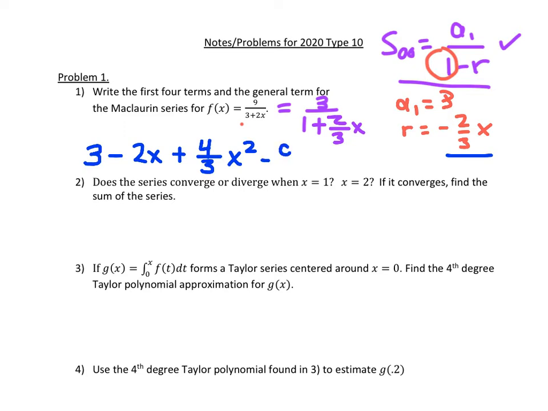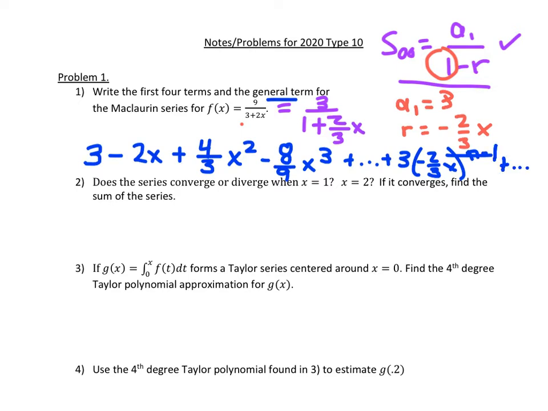And then minus 8/9 x cubed. Okay, so those are the first four terms that I do have. And then it does tell me, well, I want the general term as well. So this is a geometric series. First term is the 3, and then my ratio is negative 2/3 x, and then I'm going to take all that and raise it to the n minus 1, and that's what we end up with.